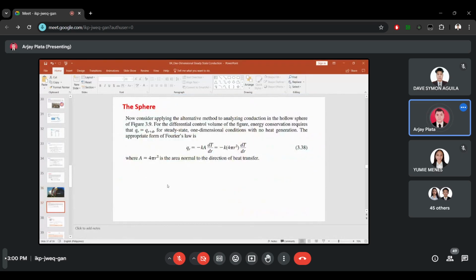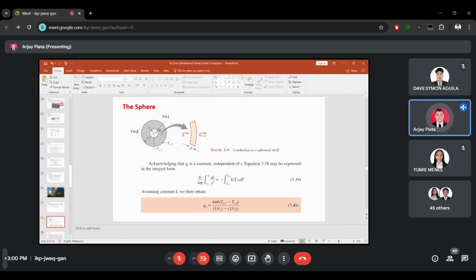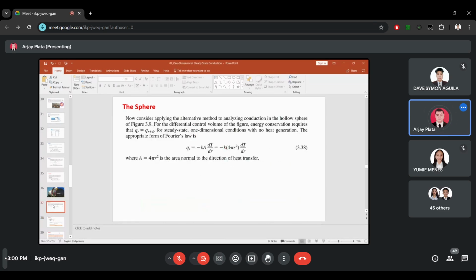So what about the sphere? We now consider applying the alternative method to analyzing conduction in the hollow sphere. As you can see, this is our figure for the sphere, a hollow sphere. For the differential control volume of the figure, energy conservation requires that q_r equals q at r plus dr.